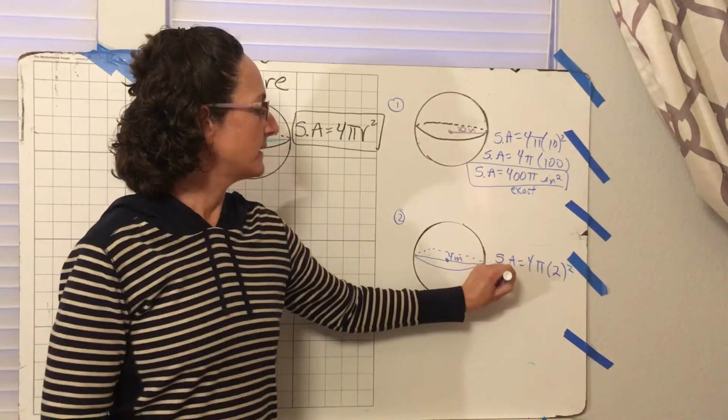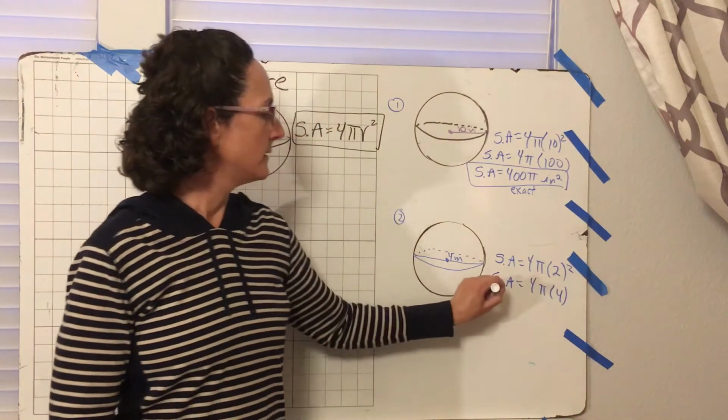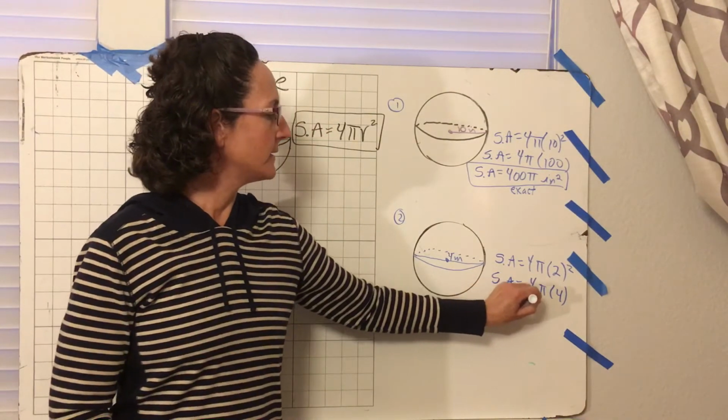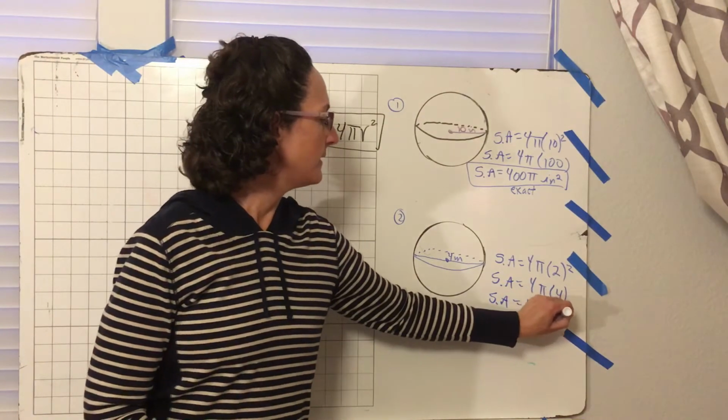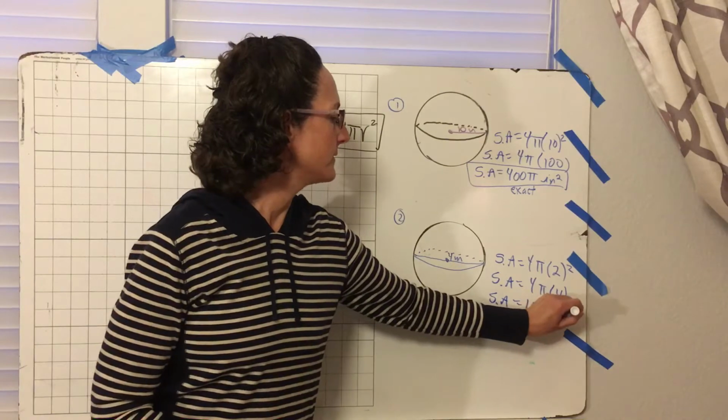So then the surface area equals 4 pi, 2 squared is 4. Multiply those numbers, you get 16 pi. What did I use? Oh, that's meters. Meters squared.